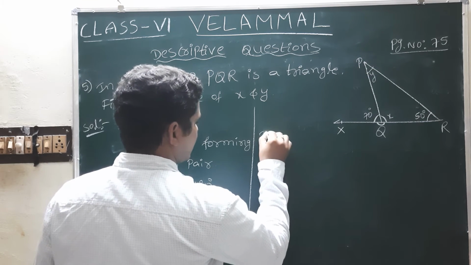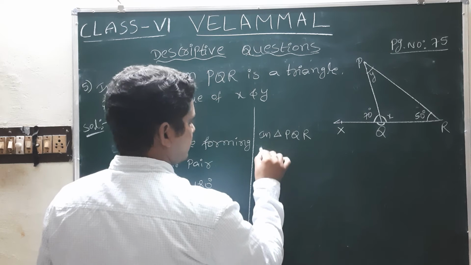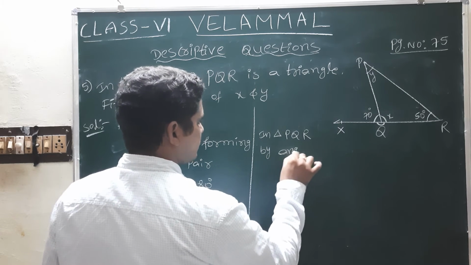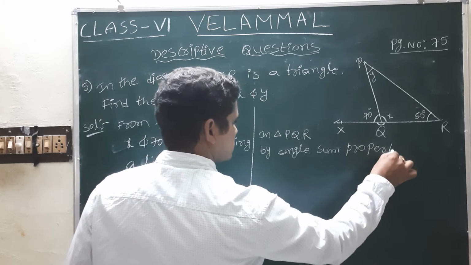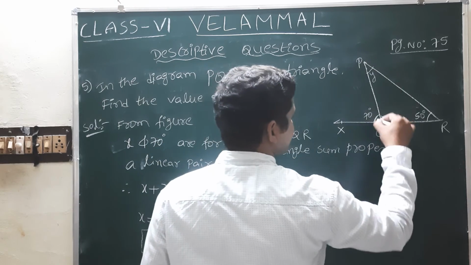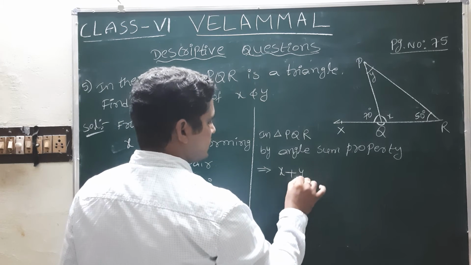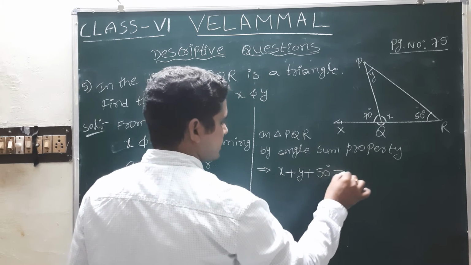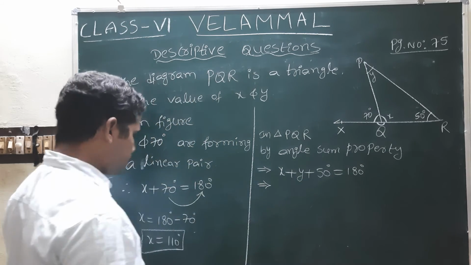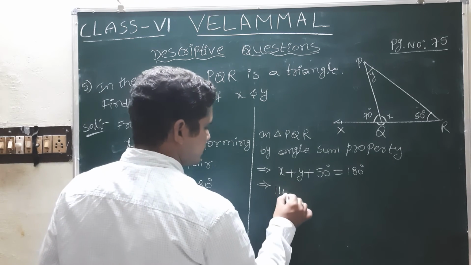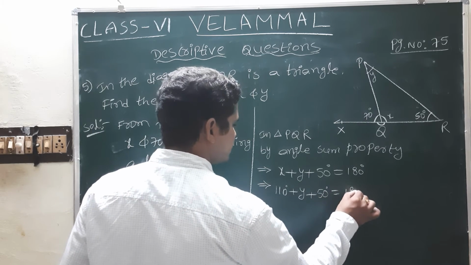And next, in triangle PQR, by angle sum property, PQR is given as a triangle, right? So by angle sum property, what can we write? x plus y plus 50 degrees is equal to 180 degrees. So now the values we know, we can substitute here. The x value we know is 110 degrees, plus y we don't know, plus 50 degrees is equal to 180 degrees.